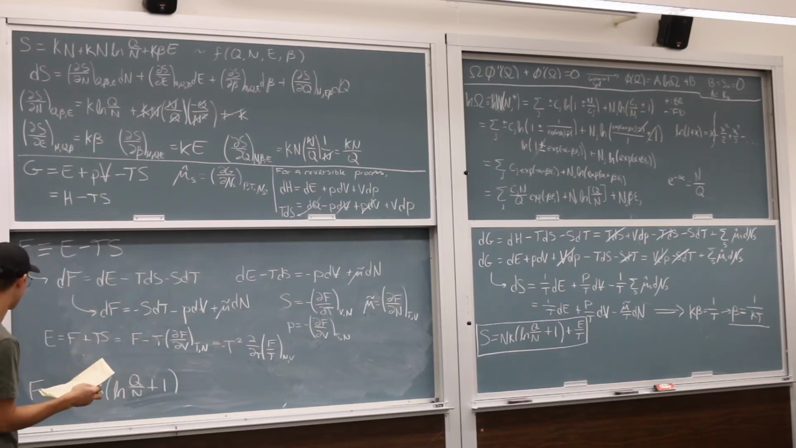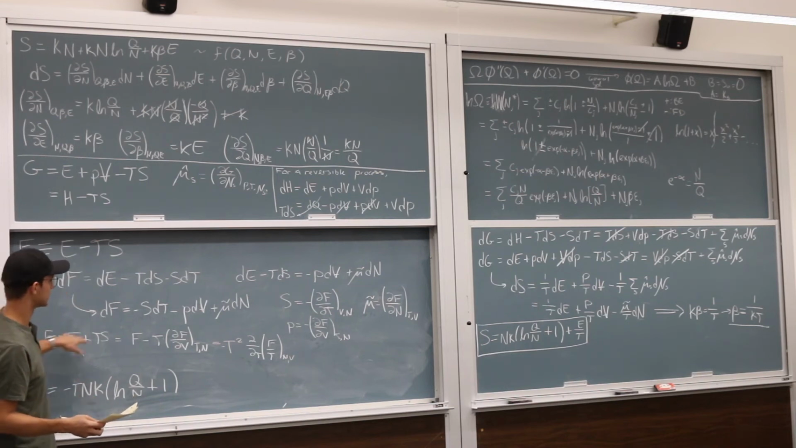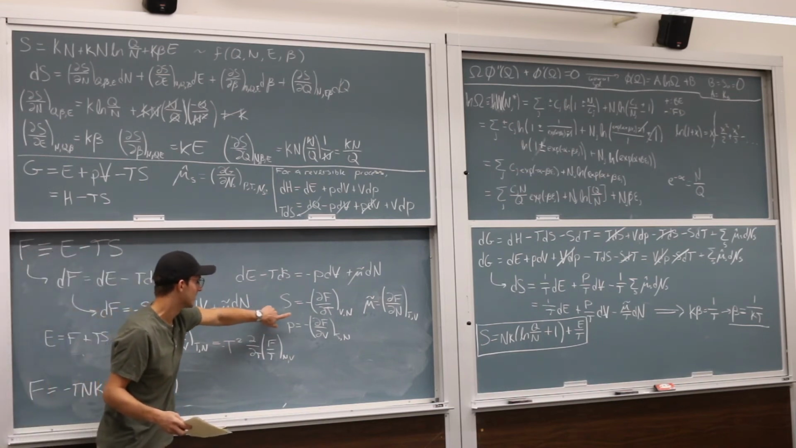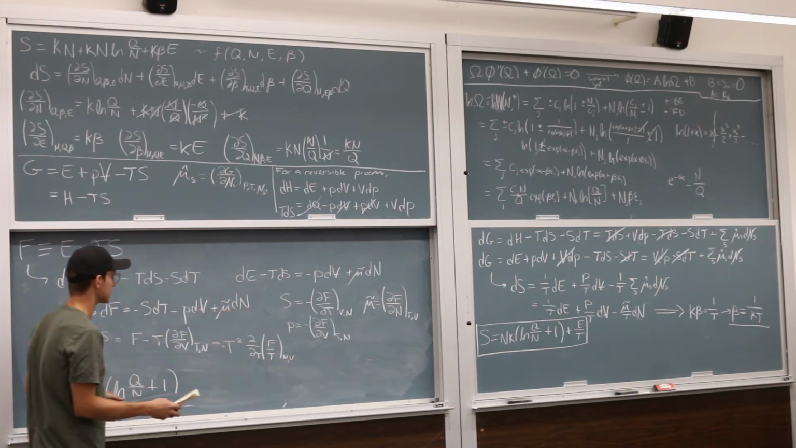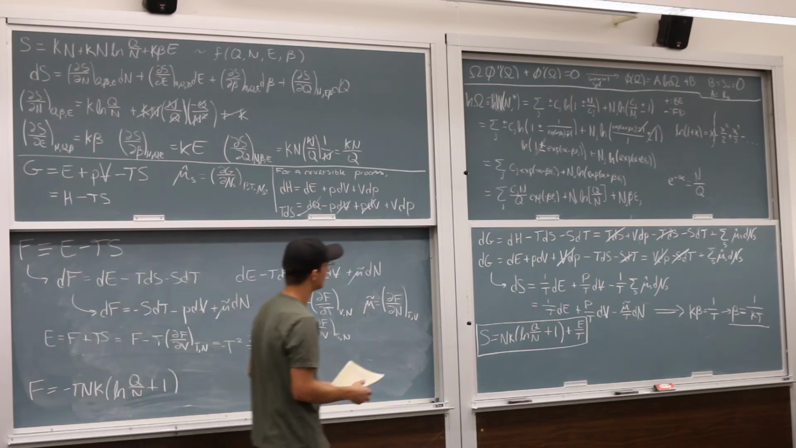Okay, so then we can use this expression to write our energy, our entropy, mu, and P all in terms of just Q. Jesse, yes.